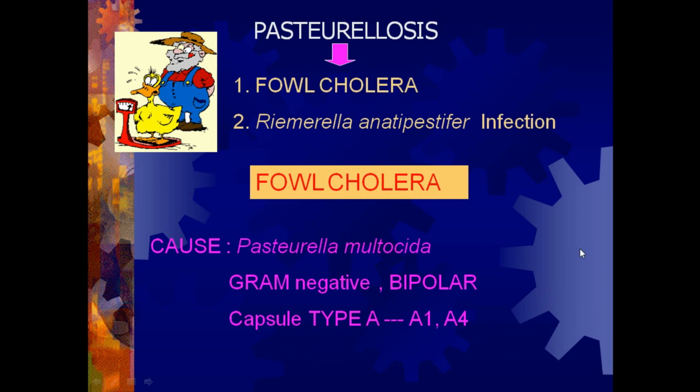What does bipolar mean? Bipolar means that if we look at the structure of the bacteria under a light microscope, with the slides already stained with some gram staining, for example, you can see that the bacteria is a coccus. One side or the periphery of the coccus will take more color. That's what we call bipolar. Pasteurella multocida that causes disease in chicken usually has a capsule categorized as type A capsule. It can be A1 or A4.